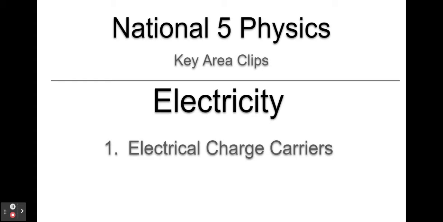Hello. Today we're going to have a look at the first key area from the electricity unit in National 5 Physics, electrical charge carriers. So, the first thing that we need to deal with is the fact that there are two types of electrical charge, positive and negative.